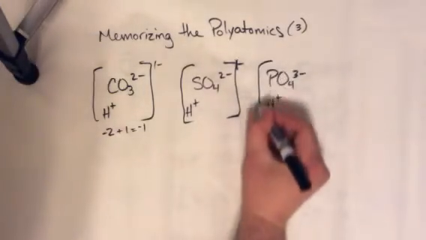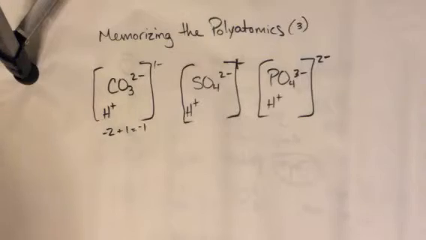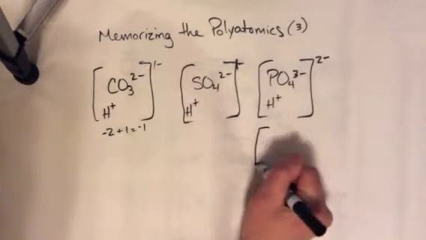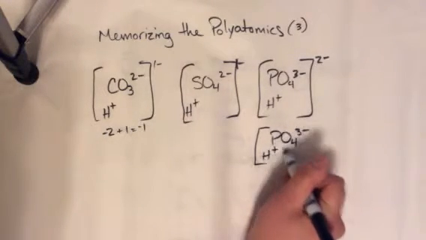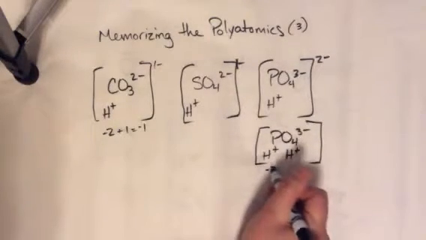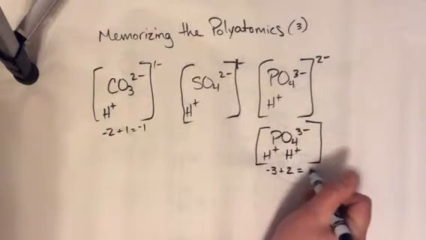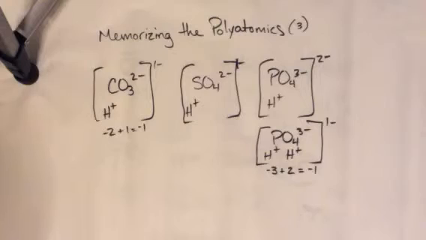Over here, that would actually give me a 2 minus charge. And I could actually even add in another H. If I had 2 of them all together, minus 3 plus positive 2 equals minus 1, right? If I had 2 H's, that would increase the charge to a minus 1.